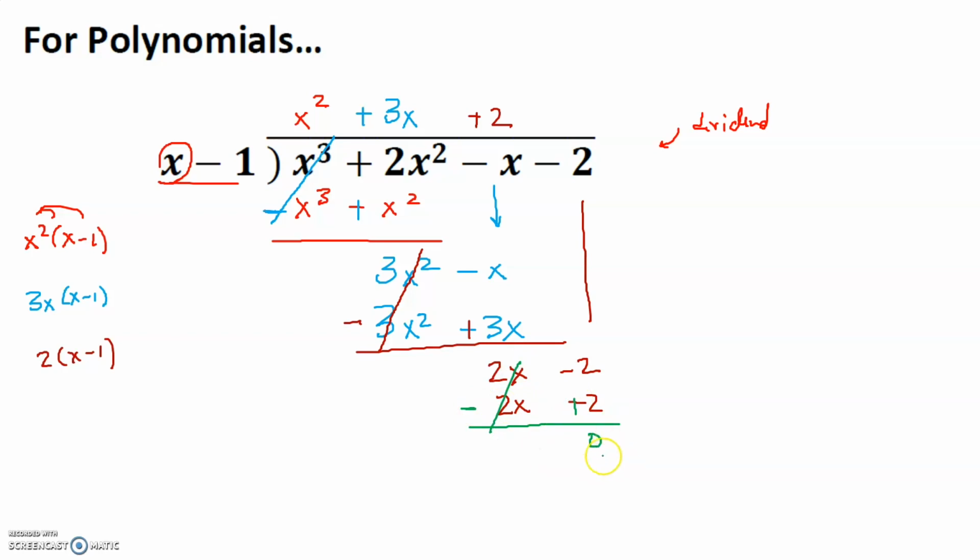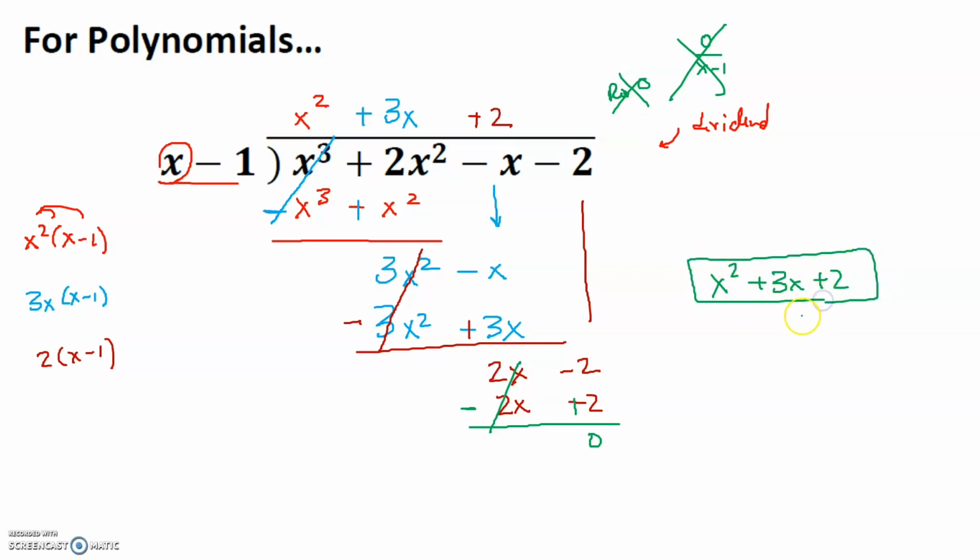When we were working with polynomials, it gives us 0. So I would technically have remainder 0, or 0 over my divisor. 0 in the numerator doesn't matter. This all goes away, so that's not pertinent to this problem. But our answer here is x squared plus 3x plus 2.